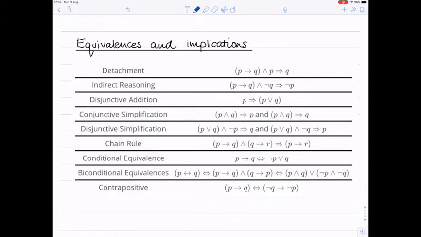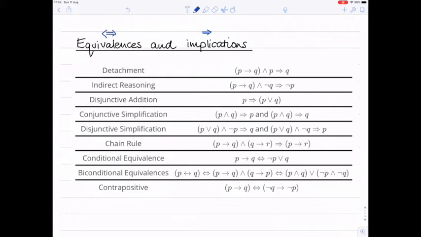So here we have a table of equivalences and implications. Just to remind you, equivalences are statements that really have the same truth table, and implications are where one thing implies another. You don't have to learn these off by heart, but it's a good idea to go through them and see that they make sense. You do that by just checking the truth table.